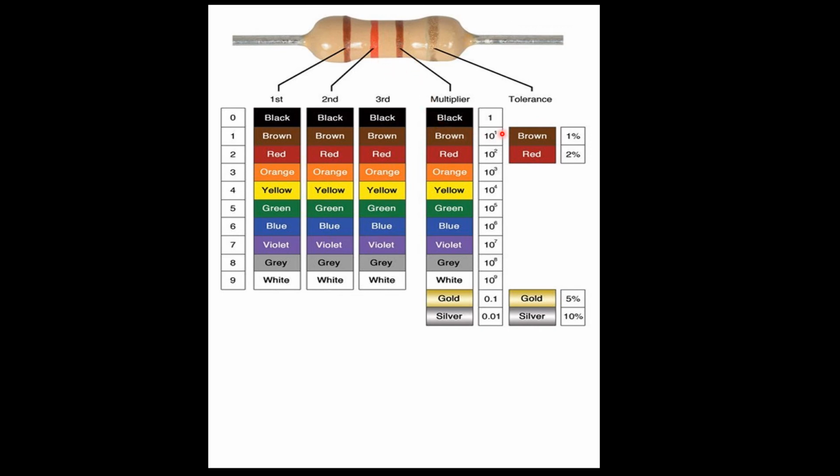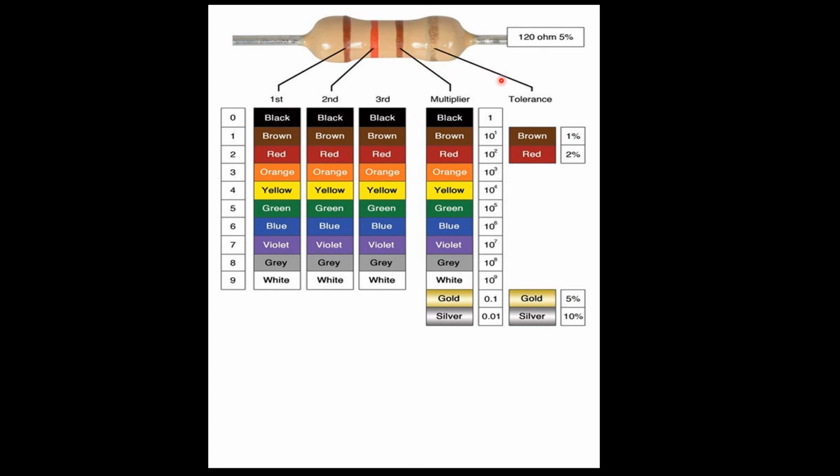So I have to multiply the previous value by 10 raised to 1. So what was the previous value? 1 and 2, that is 12. Multiplied by 10 raised to 1, 120. So what is the value given by these 3 color bands? 120 ohm. How much is the possible variation? Golden band, 5%. So this resistor is of value 120 ohm with 5% tolerance. So what is 5% of 120 ohm? 6 ohm. So 120 ohm plus or minus 6 ohm. That is the resistance value.